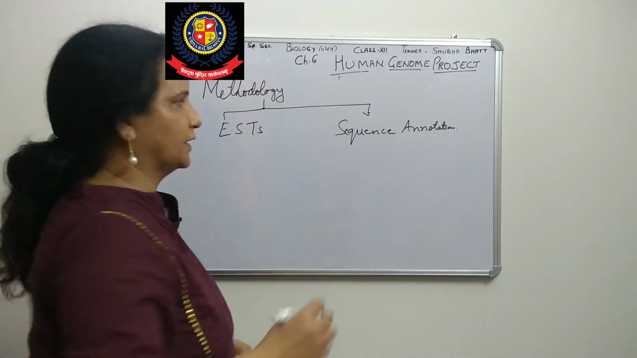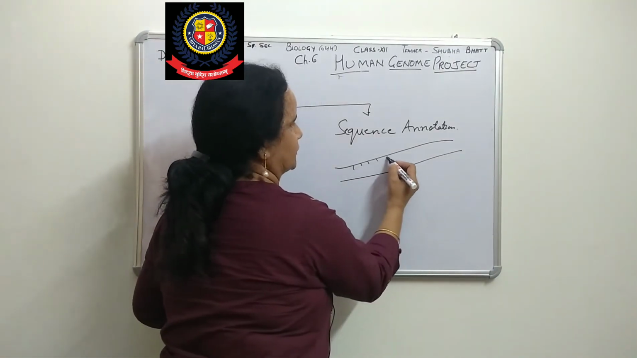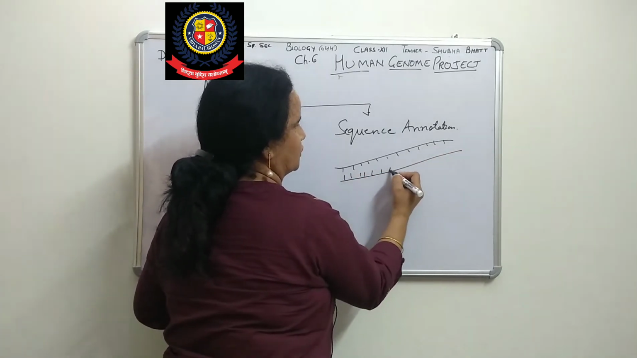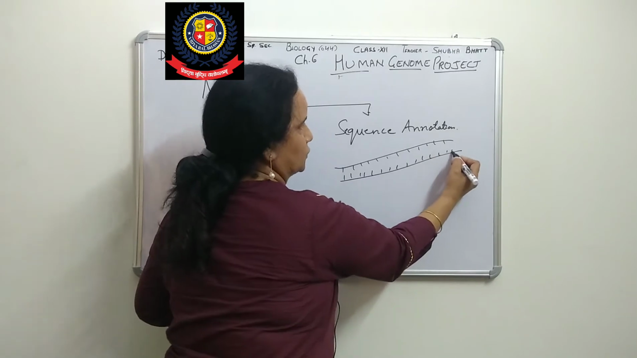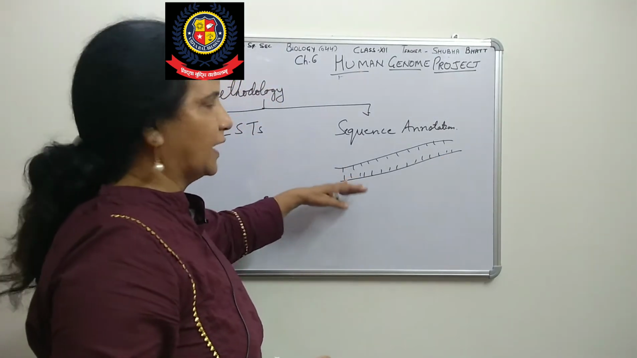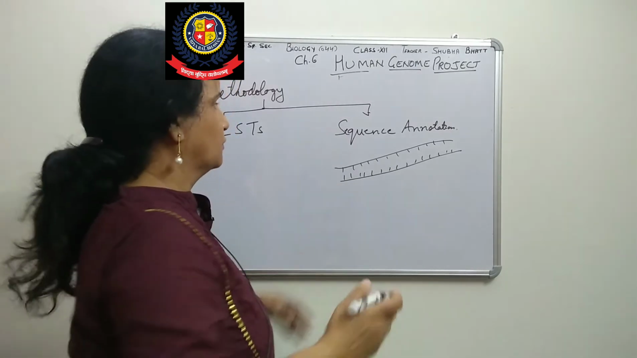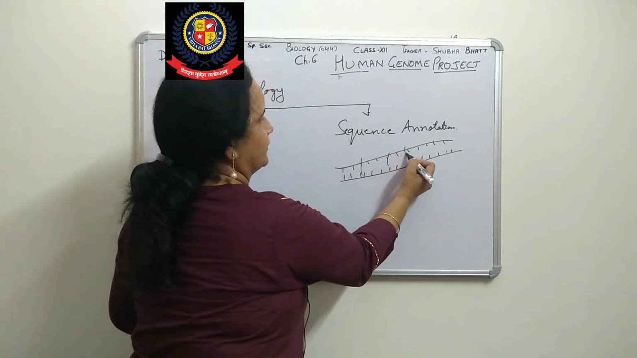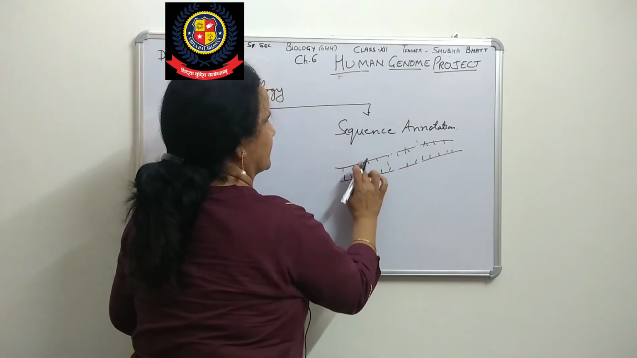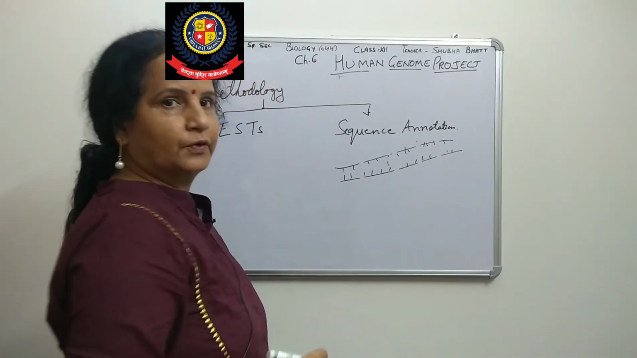But in the other method, we take the whole DNA sequence as it is. We are not taking care whether those are useful or harmful, whatever. We take all of it. That method is called sequence annotation. Now then, by the enzymes, also called molecular scissors, we make fragments. Suppose these fragments are like this, like this, like this.